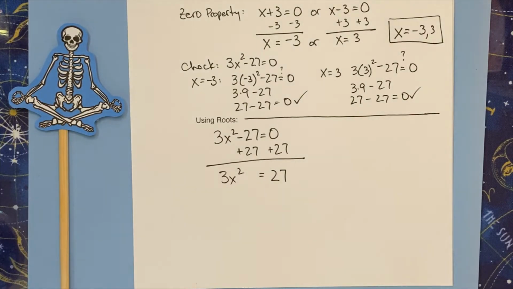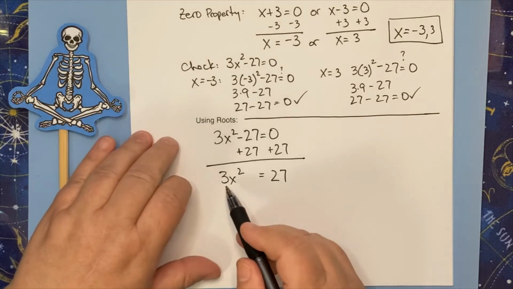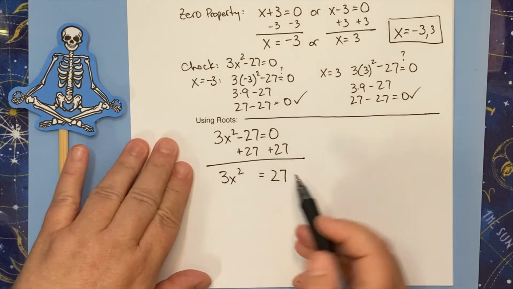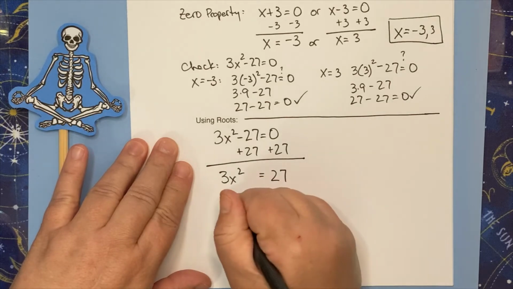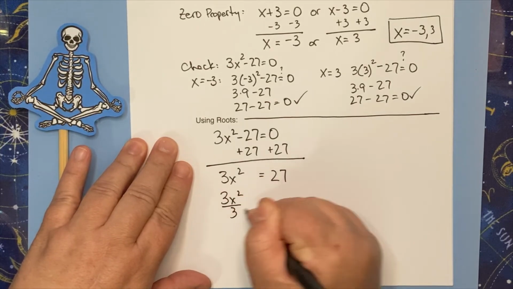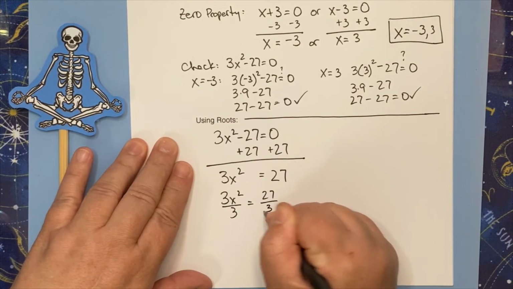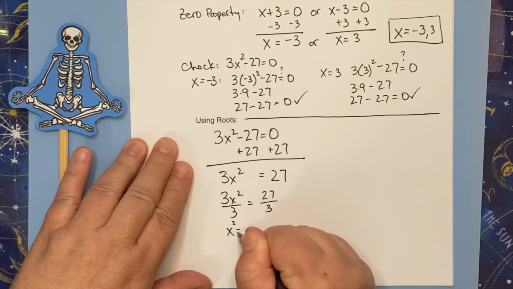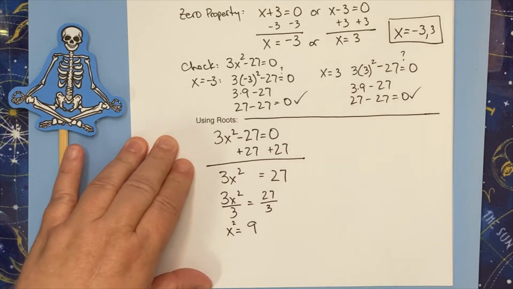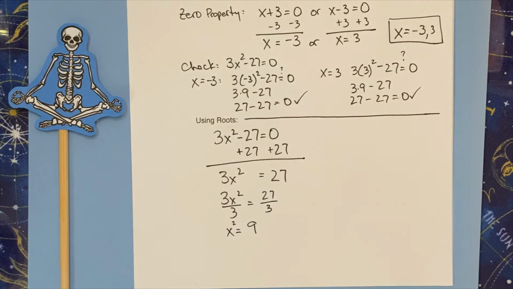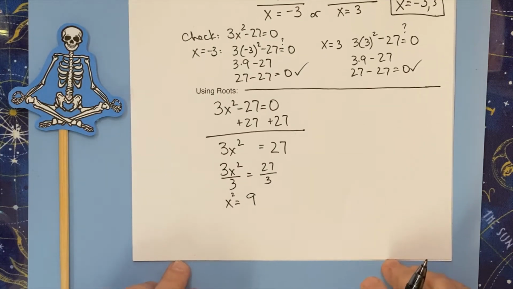So what's the next step? I want to isolate x. So the first thing I'm going to do is get rid of that 3. 3 times x squared. Let me divide both sides by 3. So then I get x squared equals 9. Woohoo! Yay!